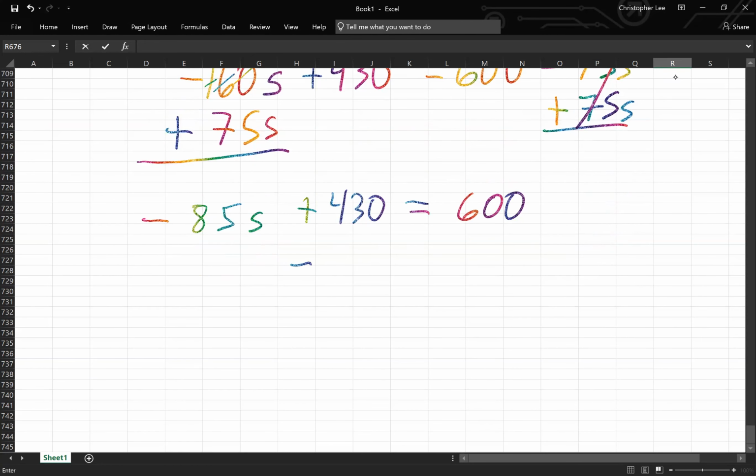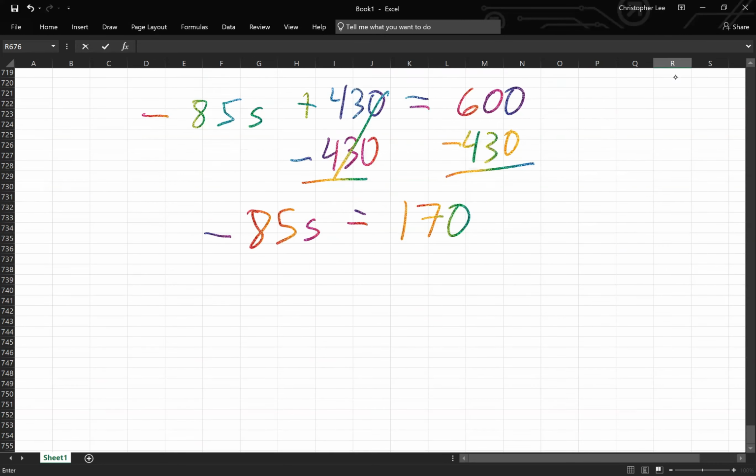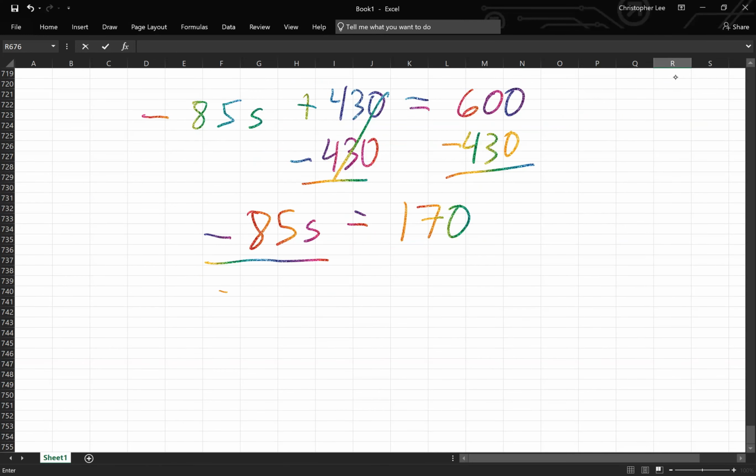Now I'm going to subtract the 430, get that on one side. What I do to one side, I've got to do to the other. So now I have negative 85s is equal to, what's this? I think that's about 170, right? Seems about right. Then I want to divide by the negative 85 to get s by itself. What we do to one side, we must do to the other. Divide by negative 85. So s is equal to, right?